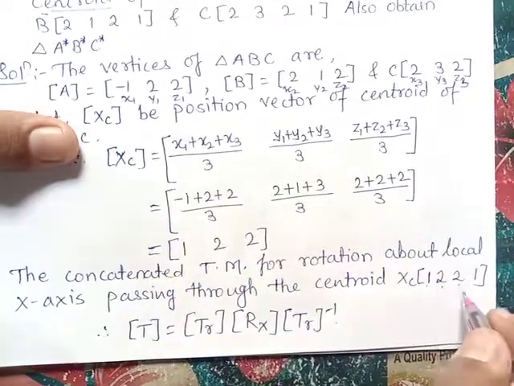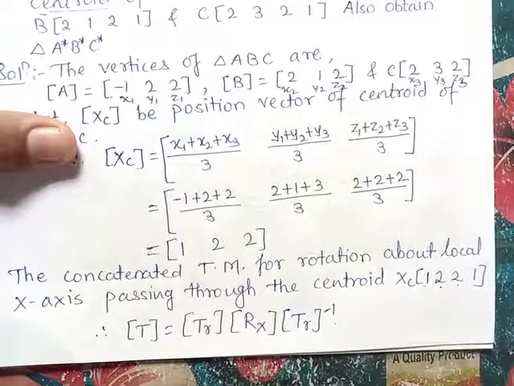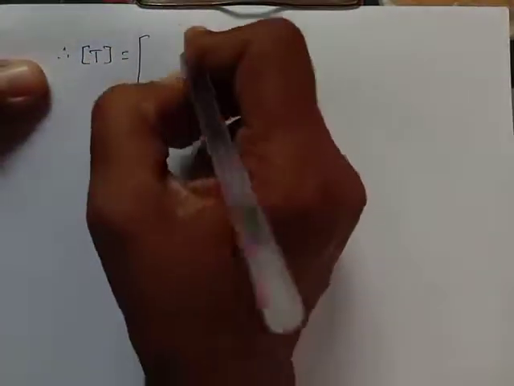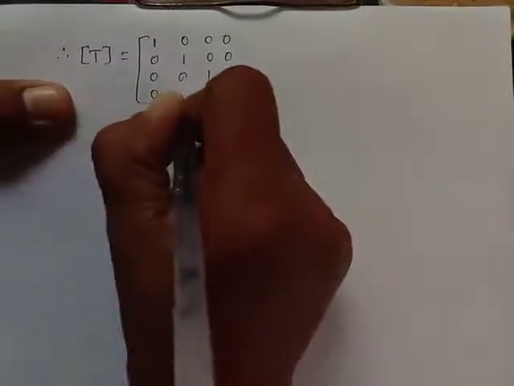So put the respective values there and obtain the answer. Therefore we get T is equal to translation, what is translation here? 1 0 0 0, 0 1 0 0, 0 0 1 0, and then 0 -2 -2 1, right? Into rotation through x-axis through an angle 90 degree.